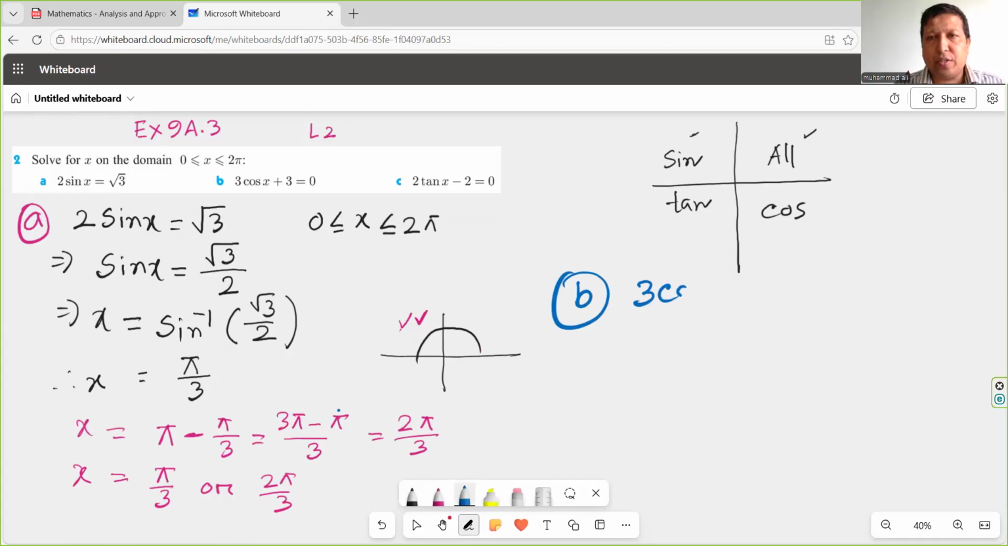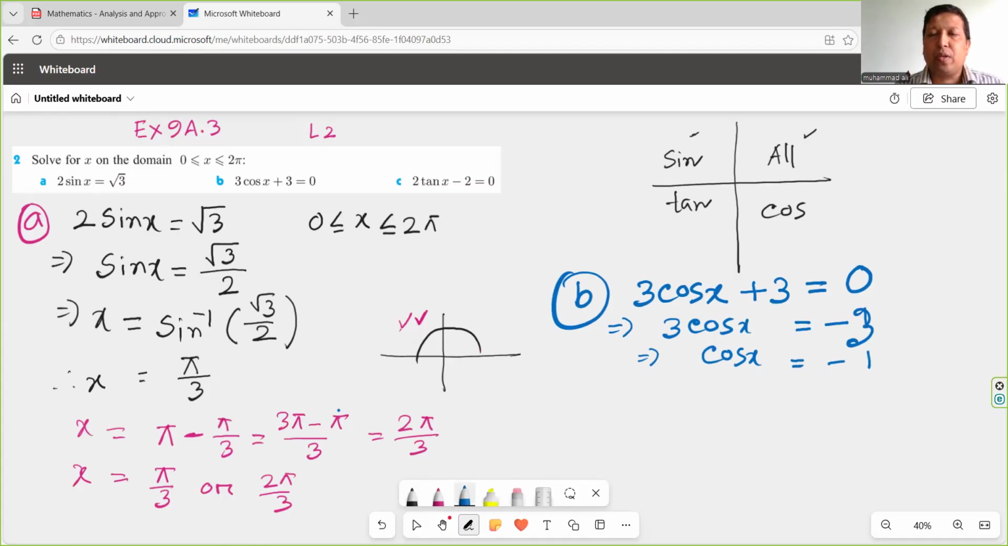3 cos x plus 3 equals 0. Now 3 cos x equals minus 3. If we divide both sides by 3, we'll get cos x equals minus 1. One thing you have to remember, for cos x and sin x equal to minus 1, plus 1 or 0, if you want to find the value of x, you have to depend upon the graph.